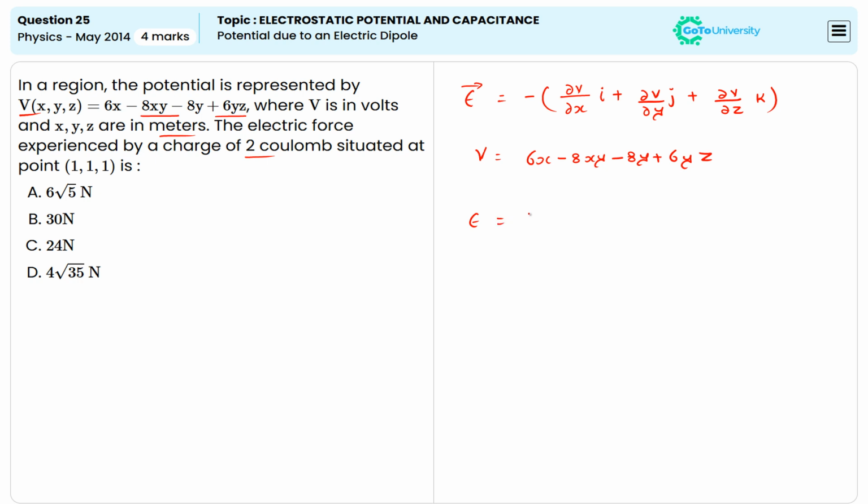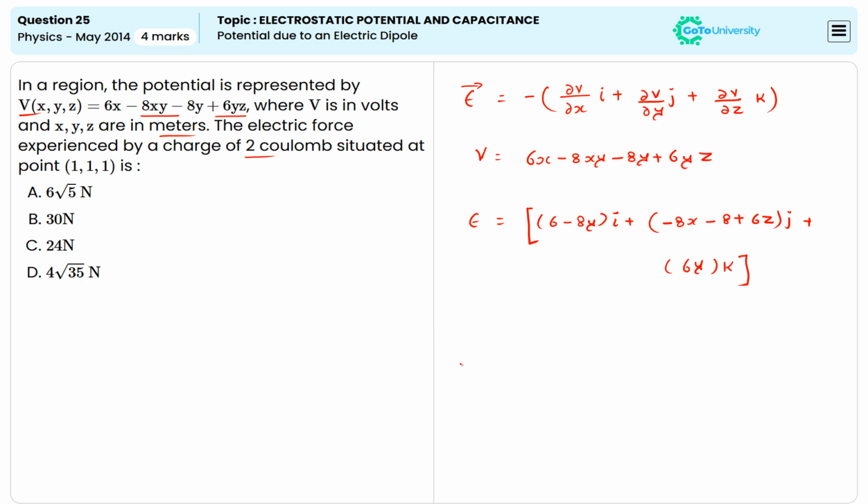Then the electric field is equal to, if you differentiate this with respect to x, then we'll get the value 6 minus 8y times i, plus dV with respect to y, that is minus 8x minus 8 plus 6z times j. Then plus, if I differentiate this with respect to z, this becomes 6y times k. Then F is on the charge, 2 coulomb.